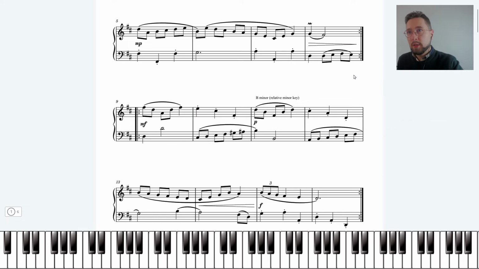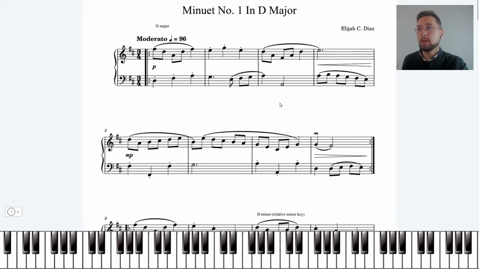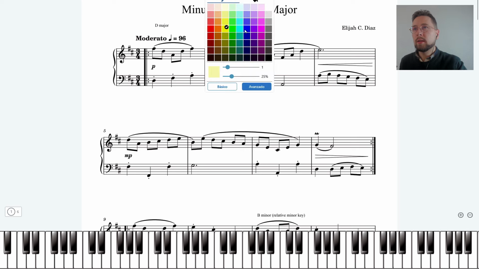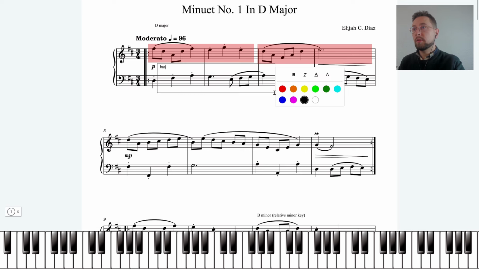And within this structure, the first section can be seen as a sentence. So I'll be labeling the basic idea here, which is presented at the beginning. Maybe we can give it a red color. So that's the basic idea. That's basically repeated again with a variation. And then we have a contrasting idea.